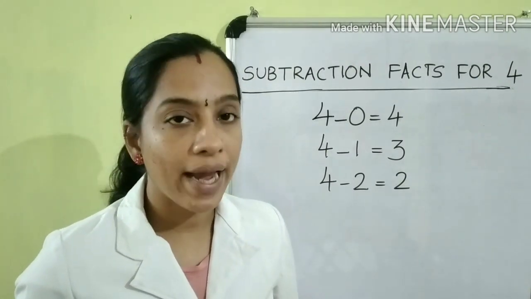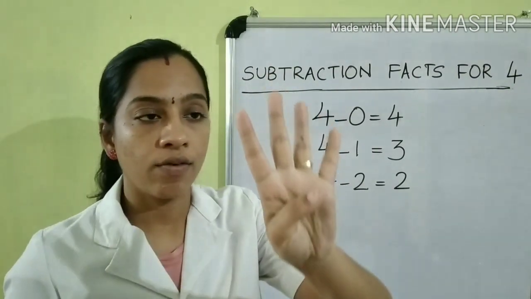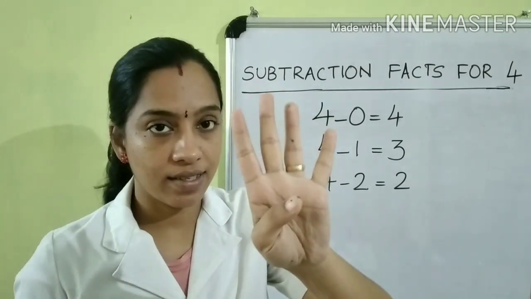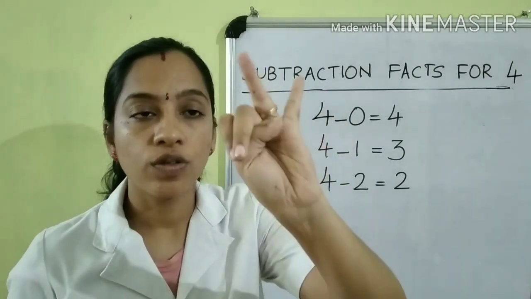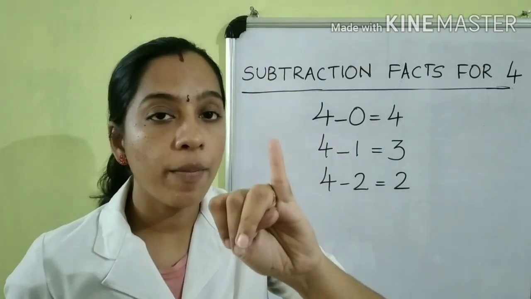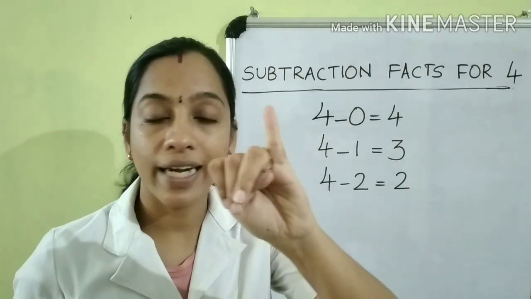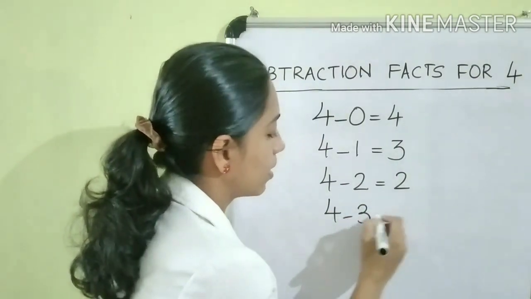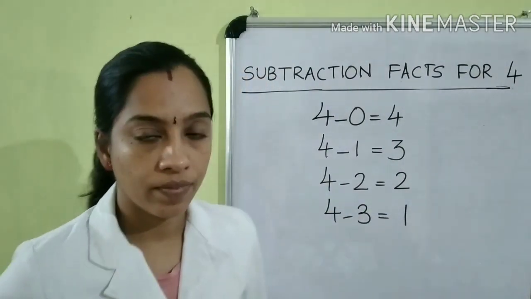Next, I want to subtract 3 from 4, that is 4 minus 3. For that, we have to fold 3 fingers. 1, 2, 3. Then how many fingers left? Only 1. That is 4 minus 3 is equal to 1.